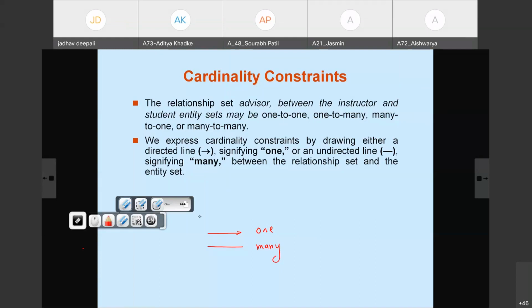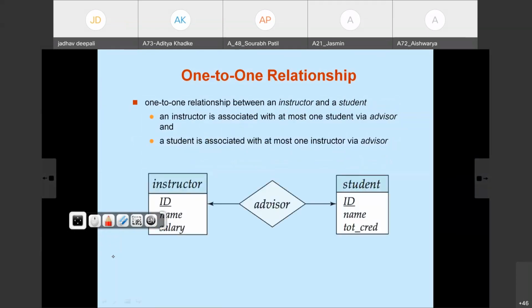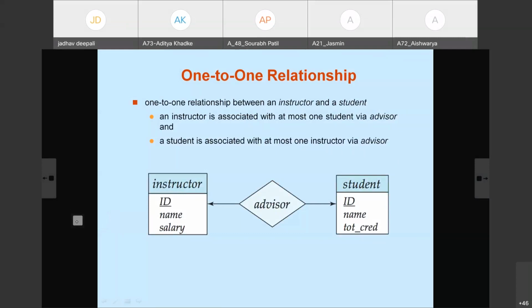Now see it with an example. The first one, one-to-one relation. If there is a one-to-one relationship between the instructor and the student, what does it mean? One instructor is associated with at most one student, and one student is associated with at most one instructor. So that is a one-to-one relationship set advisor between the instructor and student. How do we represent it? We represent it with an arrow, a directed line.